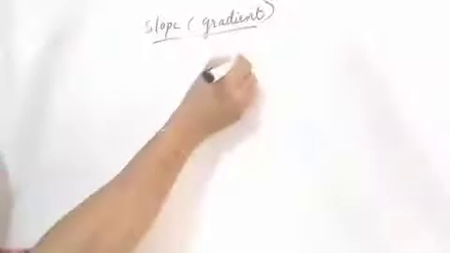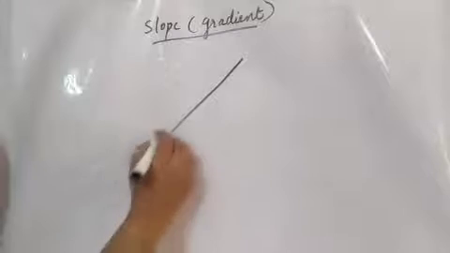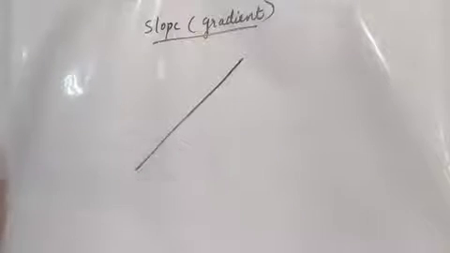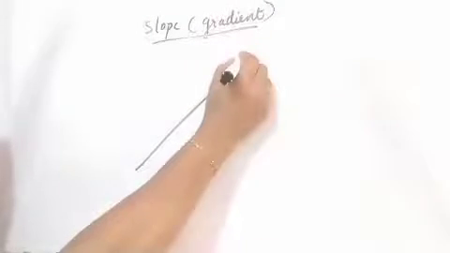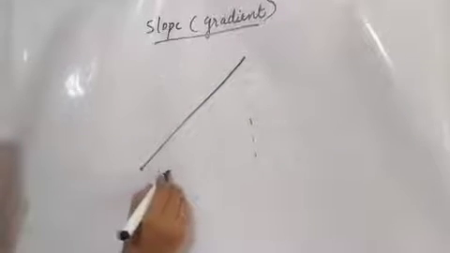The slope of any inclined plane is the ratio between its vertical rise and its horizontal distance. For example, here is an inclined plane. What about the slope of this inclined plane? It is the ratio between its vertical rise and its horizontal distance. Can you mark the vertical rise? Yes. This is the horizontal distance.